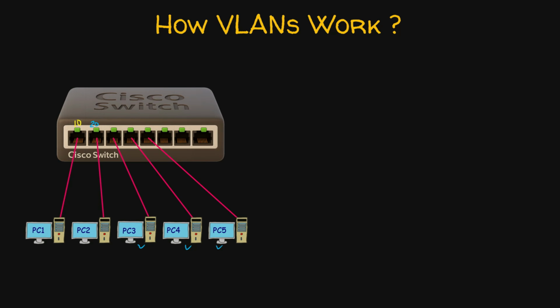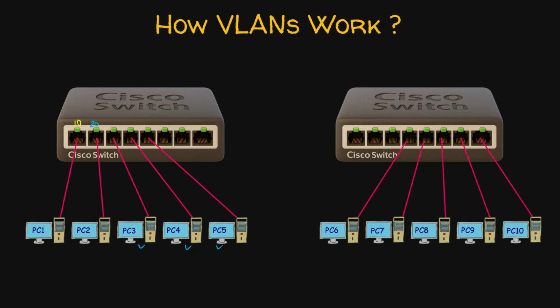So this is how the VLAN works in Cisco switches. Okay, so now we only talk about a single switch. What if there are multiple switches in an organization? Let's bring another switch. In the new switch also there are many PCs connected, and PC6, we want to make it in VLAN 10, that is the HR VLAN.